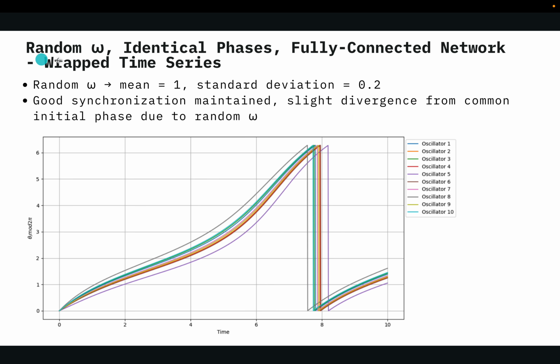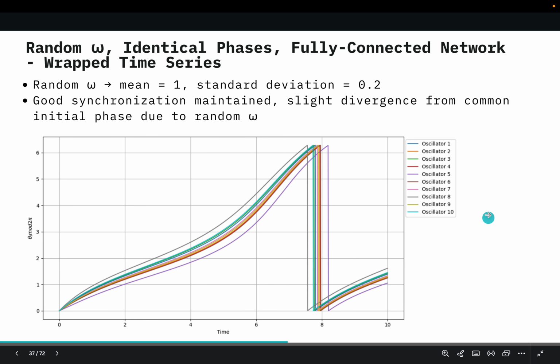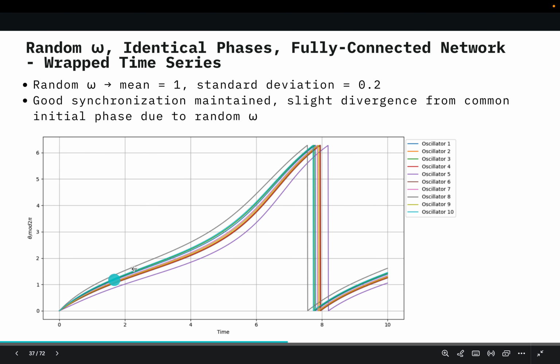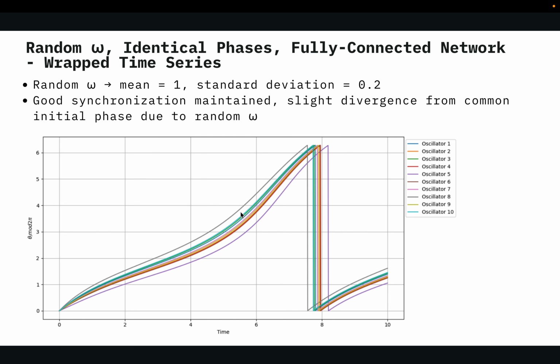That's because of this randomness in the frequency, the randomness of omega, because some oscillators are drifting faster than the others. Still, overall, the good synchronization is maintained. It more or less settles into a fixed phase difference, but it's not perfect, because there is randomness in omega. Overall, this is the same system, but we run it over a long period of time.